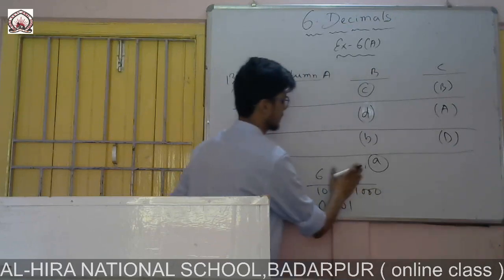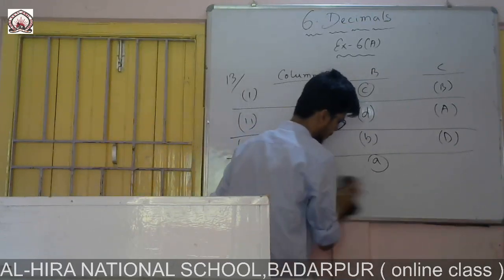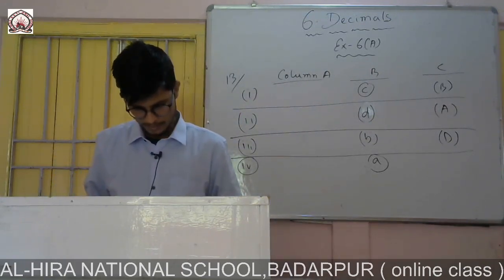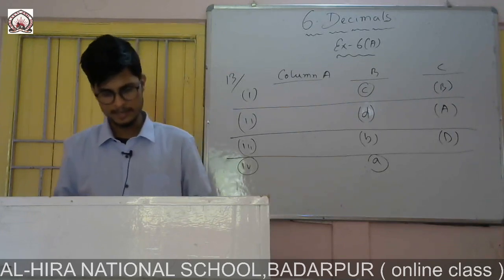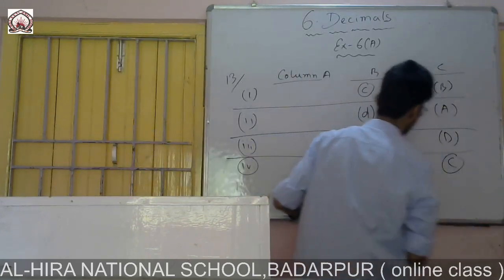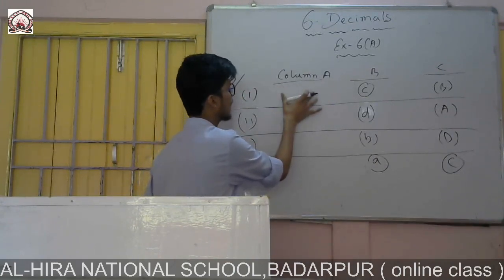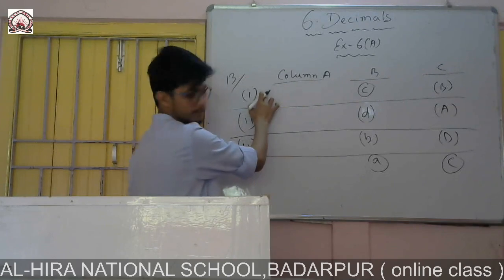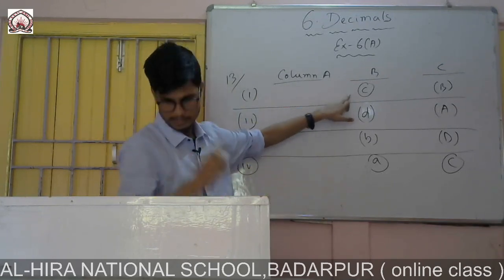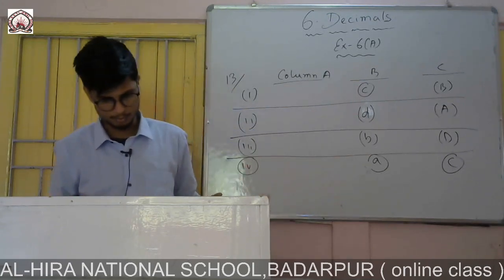Option number A, 0.601. And then you find it in column number C, it is option number C, it is written 0.601. So this is the answer. You write it in one line by giving an arrow sign like this. Roman number 1, you write 1 ones and 6 tenths, then you give an arrow, and then you write which is equal to, directly you write, or you can match also, it's up to you.